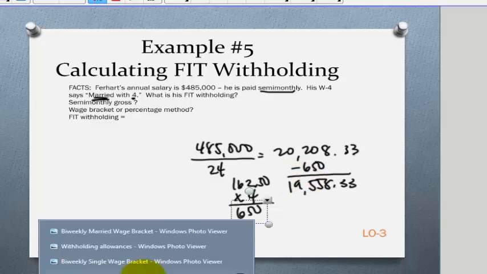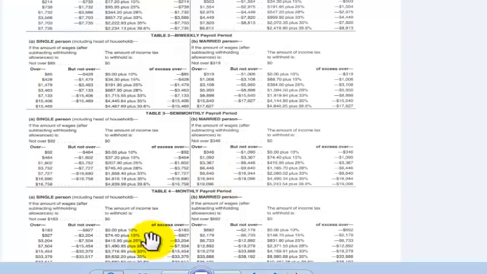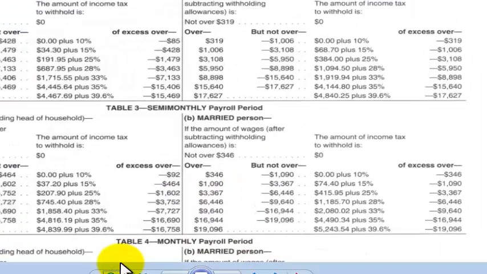Okay, so now let's figure out what my tax is going to be. So I'm going to go back to my percentage method table. And again, I'm semi-monthly married. Okay, so semi-monthly, I'm on the married side, not the single side. And so here I'm looking up $19,558.33. So that's all the way down here. Okay, I'm on the last line. So his tax is going to be $5,243.54 plus 39.6% of the excess of his pay over $19,096. So he is in the highest tax bracket, 39.6%.